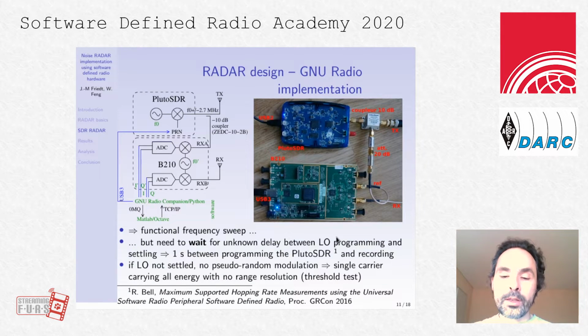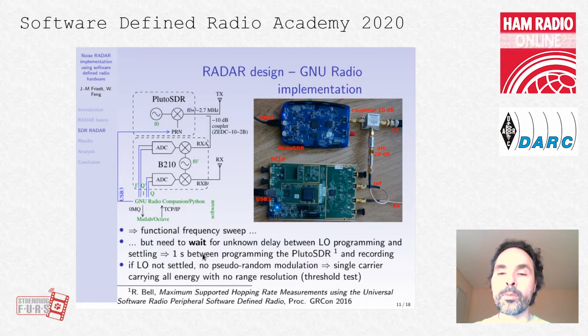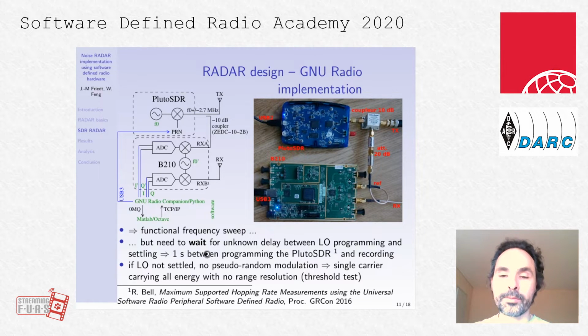And actually I was told on the GNU Radio mailing list that some previous analysis hints that the local oscillator of the B210 can be swept much faster than 1 second. So the culprit is the PlutoSDR. We'll come back later to the issue of 1 second, but basically we have to wait for 1 second whenever we change local oscillator, and this will be the limiting factor in the speed at which we can observe targets.